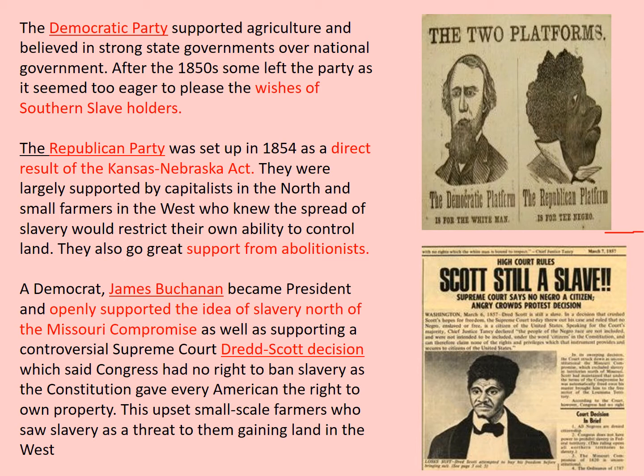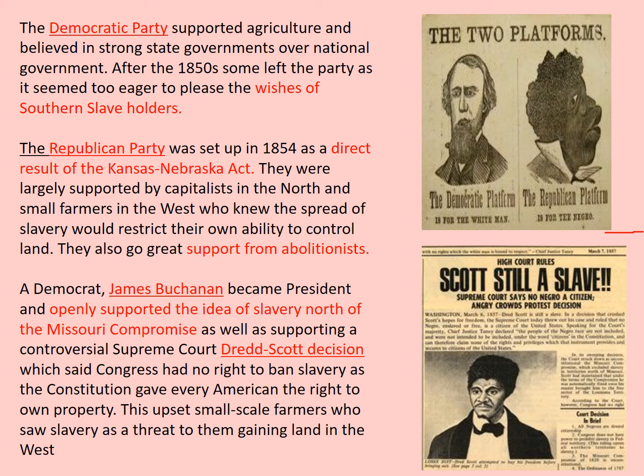We now have the Republican Party set up as a direct result of the Kansas-Nebraska Act to try to halt the power of these Southern slavers. And they get great support from abolitionists. We get a Democrat, James Buchanan, become president and openly support the idea of slavery north of the Missouri Compromise. So at the same time, the Republican Party is fighting, even further swayed by the Democrats.